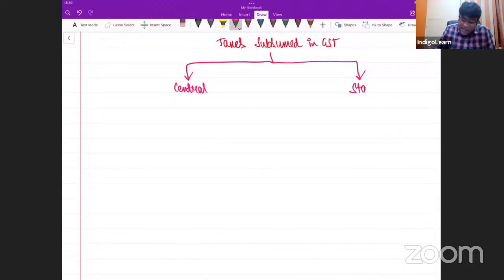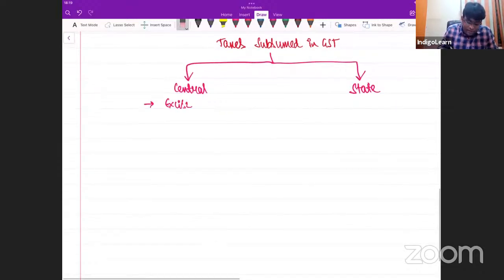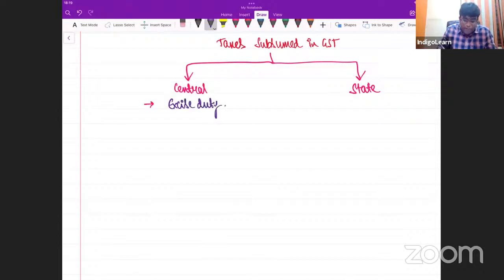There are some central taxes, there are some state taxes. Central taxes like excise duty. This was earlier levied on manufacture or production of goods. Excise duty. Then we had some tax called service tax, the most popular tax. It's a tax levied on services.